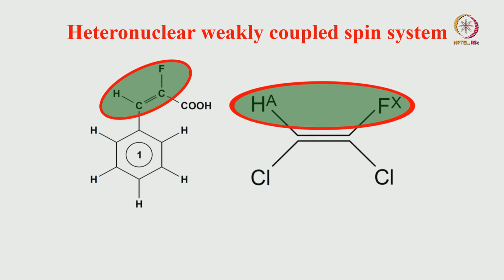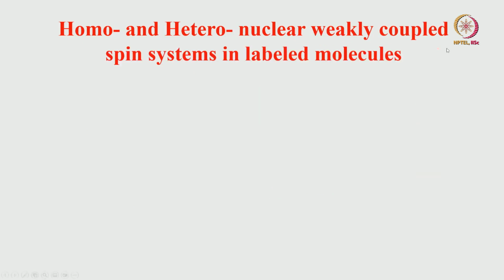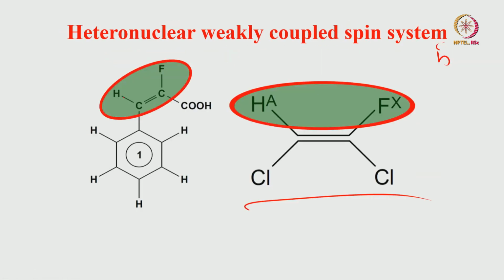Take an example of a molecule like this. This is heteronuclear coupling between fluorine and proton in these two systems. The question is, are they weakly coupled? Are they strongly coupled? Remember, you are looking at heteronuclei, fluorine and proton. If I take a 500 megahertz spectrometer, proton comes at 500 megahertz. Where does fluorine come? Fluorine will resonate at, let us say, 470 megahertz. What is the difference between them? 30 megahertz.